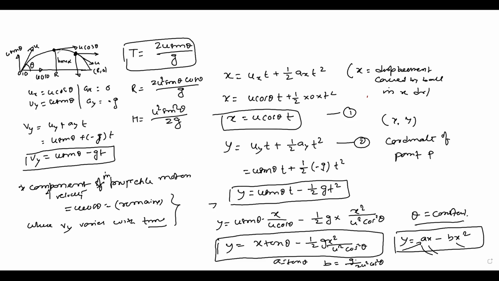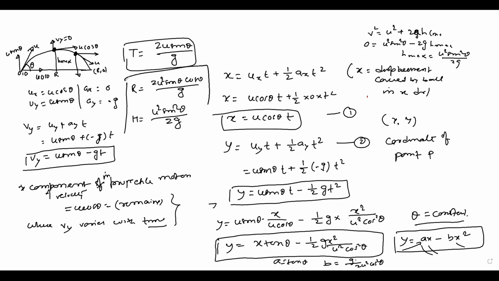At maximum height, what are we obtaining? Only the final velocity of the Vy component is 0, right? So Vy component is 0, so you may derive like this: v square equal to u square minus 2gh, or suppose 2ah for the time being, h max. So v is 0. This is u square sine square theta minus 2g h max. So we may write h max is nothing but u square sine square theta by 2g, which we have written here. So these are the formulas that you should keep handy.